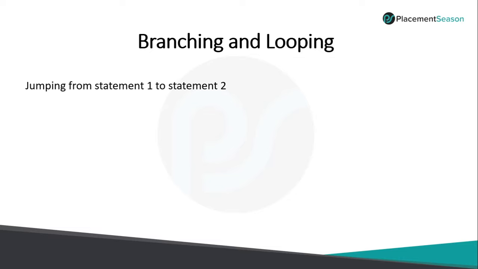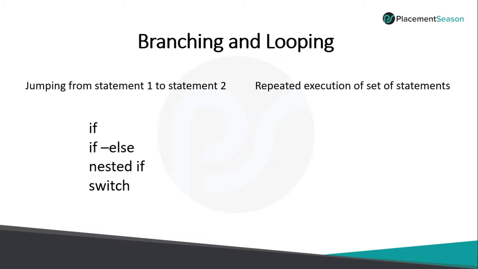In general, all programs will run from the first statement. The program execution will start from main and it will execute one by one. If you want to change that execution order, you have to use branching statements. And if you want to execute a set of particular statements in a repeated fashion, you need to use the looping concept. So what comes under branching statements and what comes under looping statements?